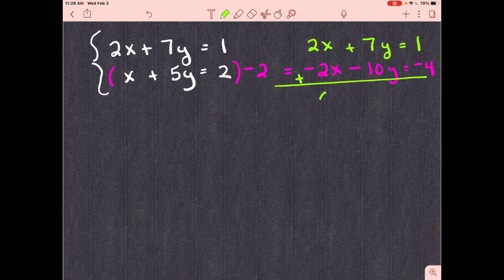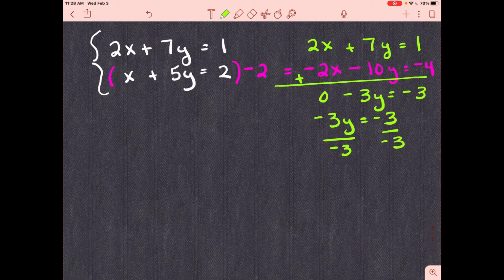This is 0. 7 and -10 are going to give me -3y equals -3. 1 plus -4. All right, so I have -3y equals -3. I need to divide by -3 to get y by itself. Y equals a positive 1. -3 divided by -3 is positive 1.